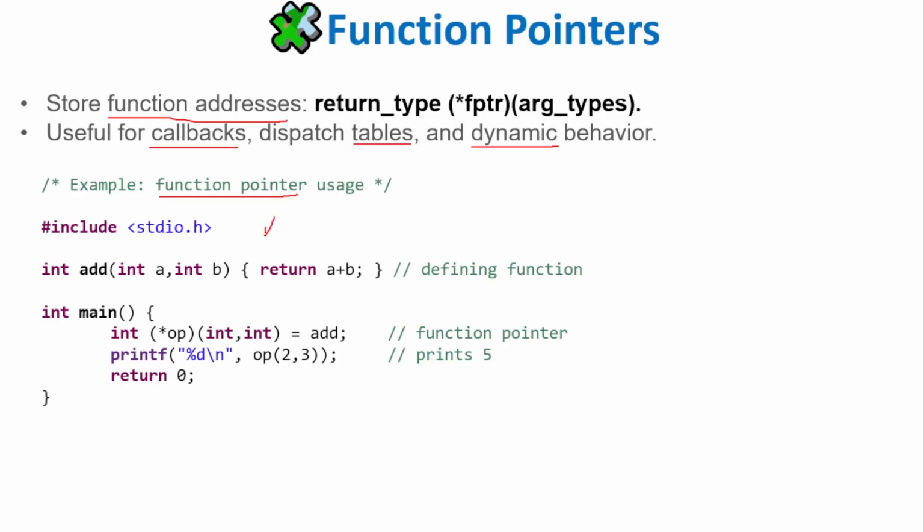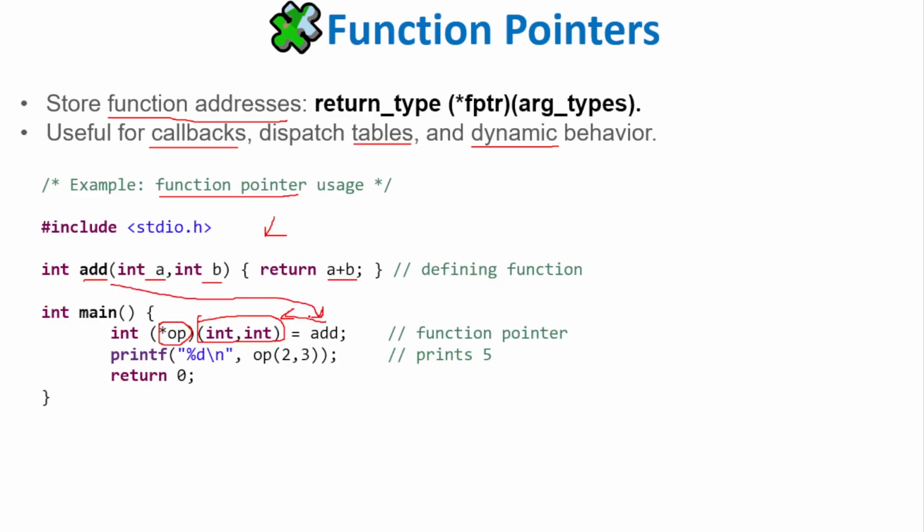In this example, the program demonstrates how function pointers work in C. First, a simple function named add is defined, which takes two integers as input and returns their sum. Inside the main function, a function pointer named OP is declared with the same signature as the add function, meaning it points to a function that takes two integers and returns an integer.